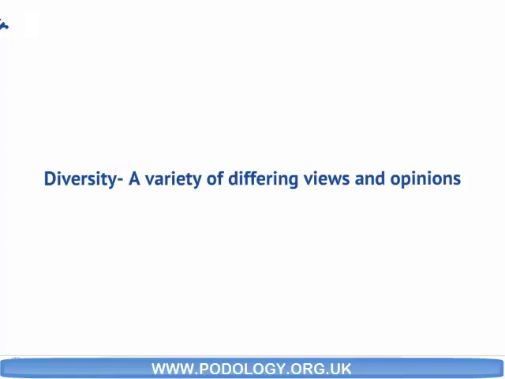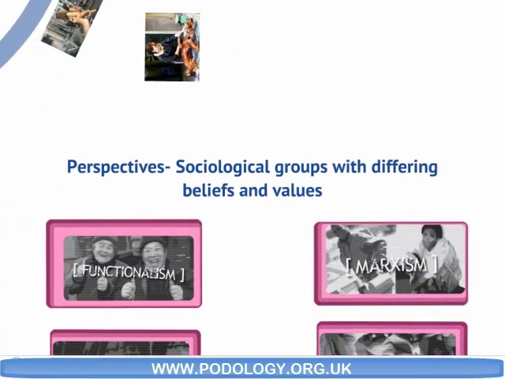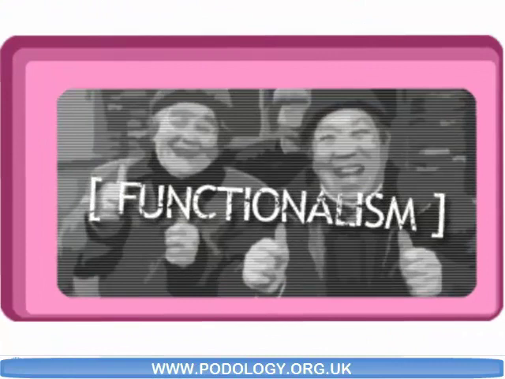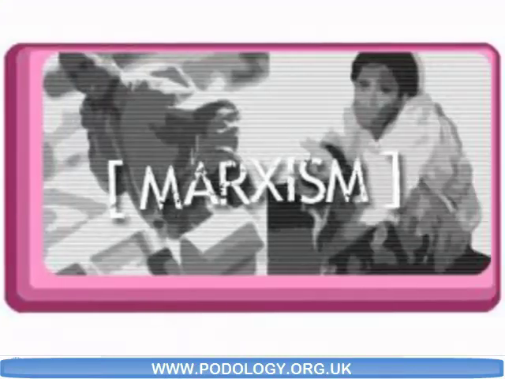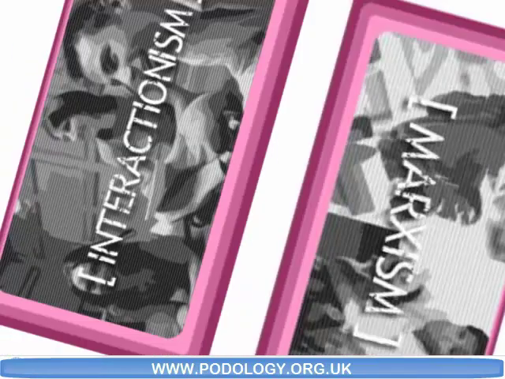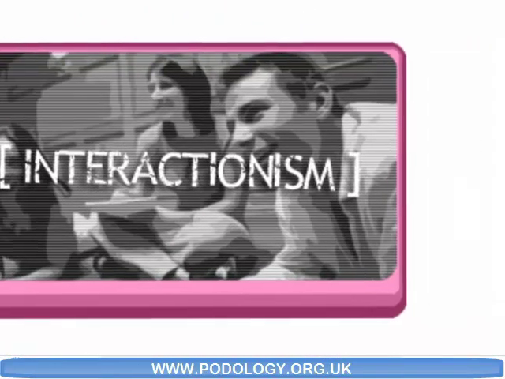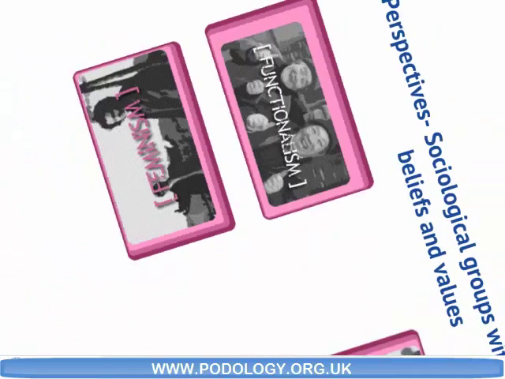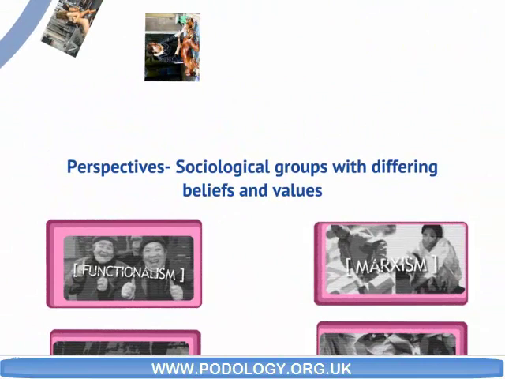Within sociology, there are lots of different people that have differing views, and they go towards making up our perspectives. So perspectives refers to the sociological groups with differing beliefs and values. So, for example, there are groups such as functionalists, and functionalist ideas differ dramatically to those of Marxists, who in turn differ to those of interactionists, who in turn differ to those of feminists. Within sociology, there's a whole range of different perspectives, and each one of these perspectives has a different set of core values and beliefs. So there are our 10 terms.